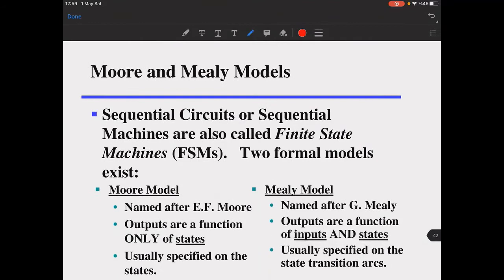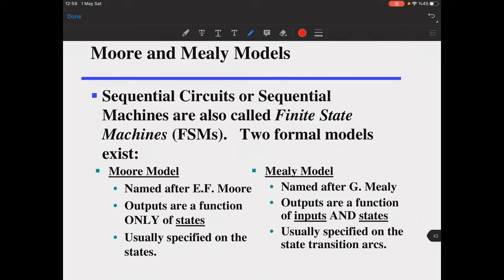The Moore and Mealy models are two choices for your sequential circuit designs, and maybe you remember this from finite state machines, or I think you have discussed this in theory of computation or something like this. I remember from that course as well. The Moore model is named after Moore, and outputs are a function of only states, and the Mealy model is named after G. Mealy, and outputs are a function of inputs and states. So the outputs are put on the arcs.